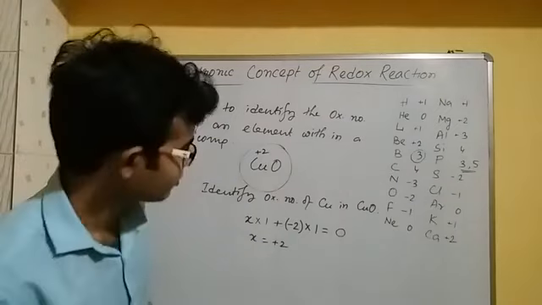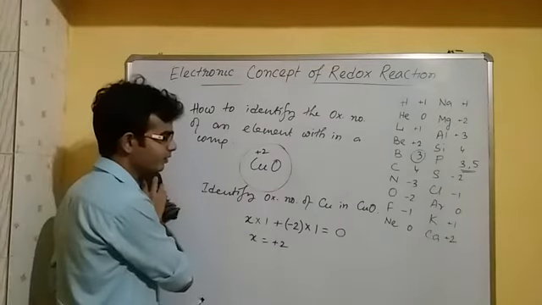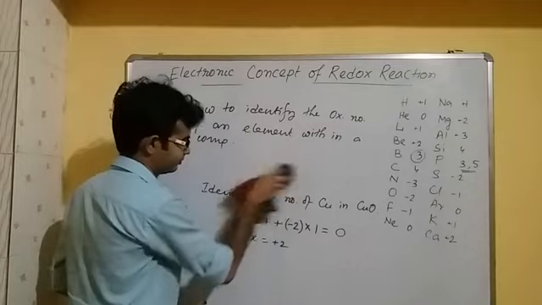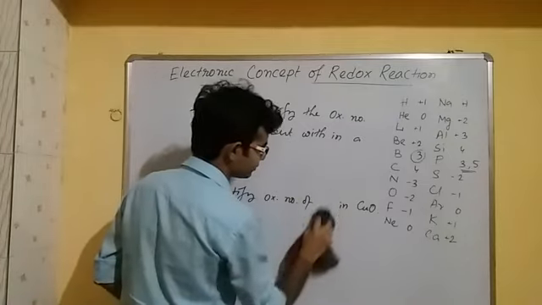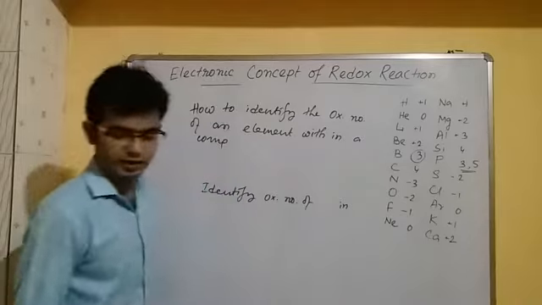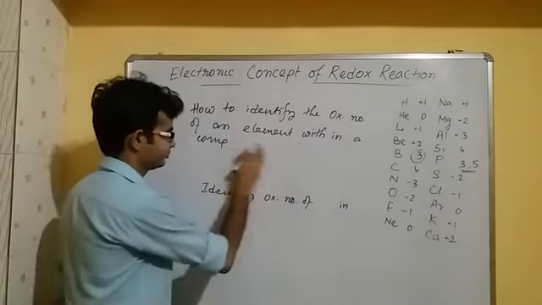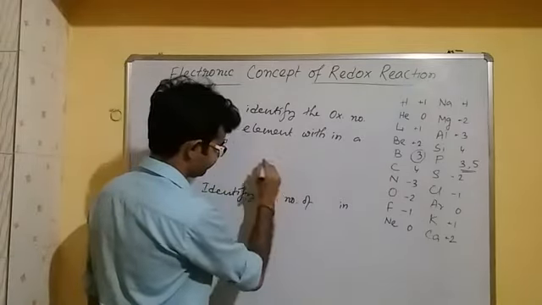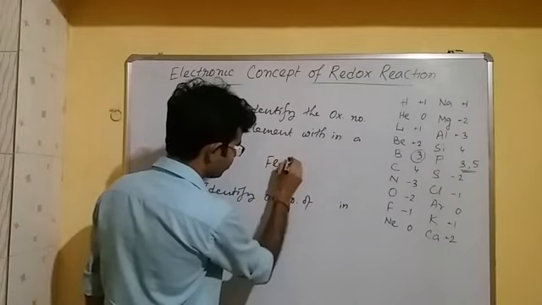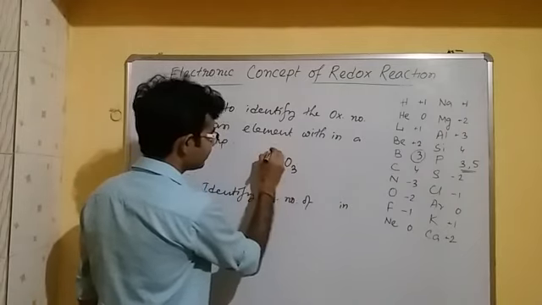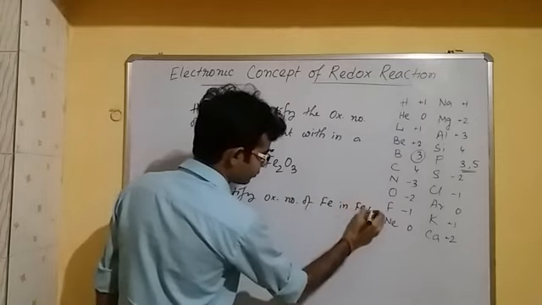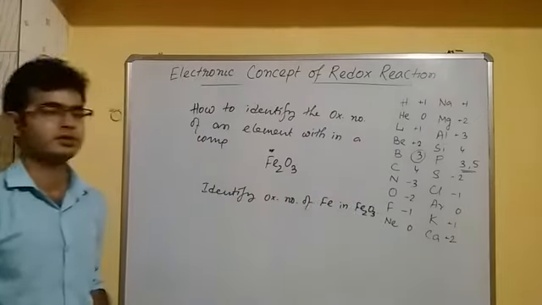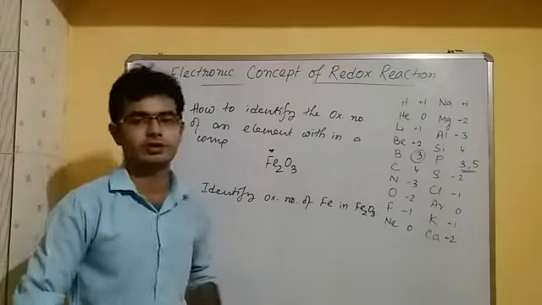Now I am giving you another question. You have to identify the oxidation number. Look at this: Fe2O3. Identify the oxidation number of iron in Fe2O3. Just pause the video and try to solve it by yourself.